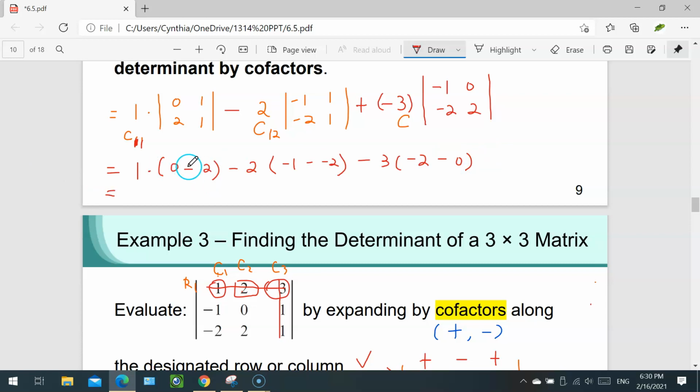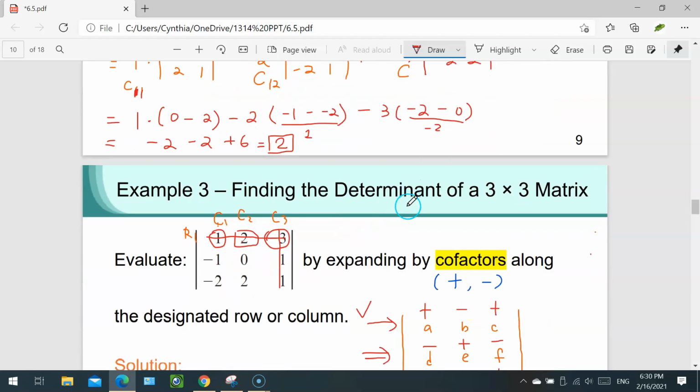Now we simplify here. 0 minus 2, you get a negative 2. Multiply 1, you get a negative 2. Sum these two, it turns to positive 1, right? Because negative 1 plus 2, you get a positive 1. Now 1 multiplied with negative 2, it stays negative 2. Negative 2 minus 0 is negative 2. Negative 2 multiplied with negative 3, you get a positive 6. So when I sum these 3, it gives me the 2. So 2 would be the expanding term by cofactor.